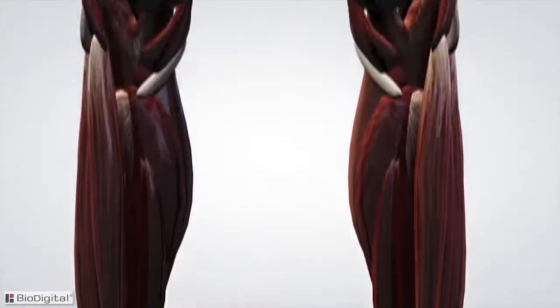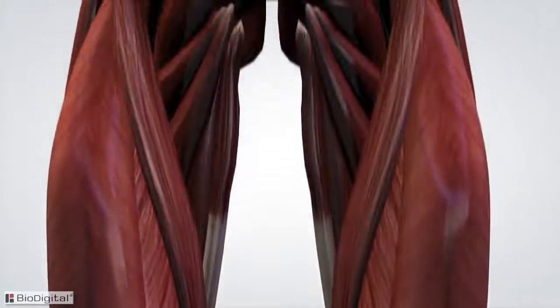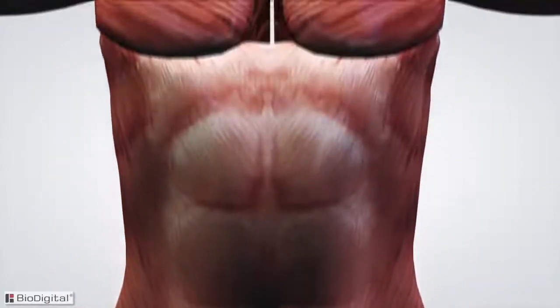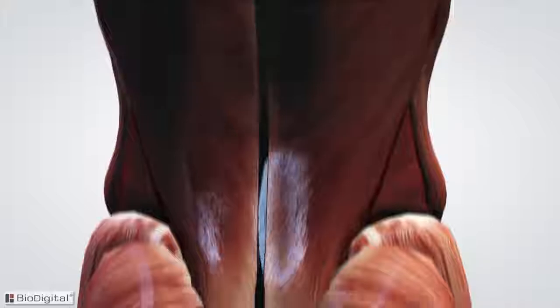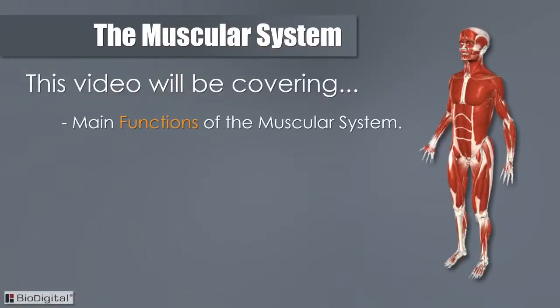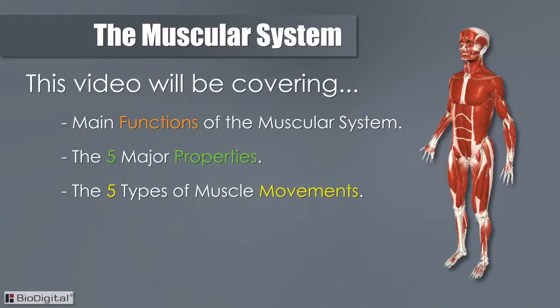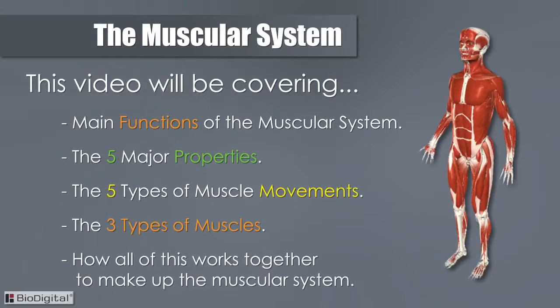The muscular system is made up of over 600 muscles. While we won't be covering all 600 individual muscles in this overview video, we will be discussing the main functions of the muscular system, the 5 major properties, the 5 types of muscle movements, 3 types of muscles, and how all of this works together to make up what we know as the muscular system.